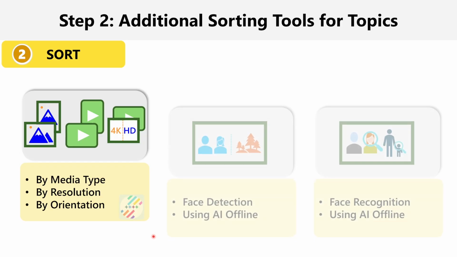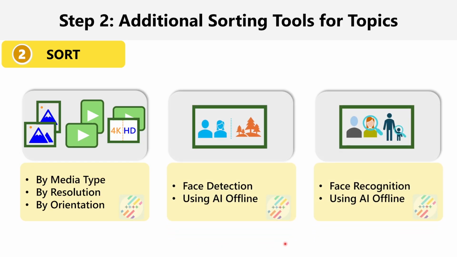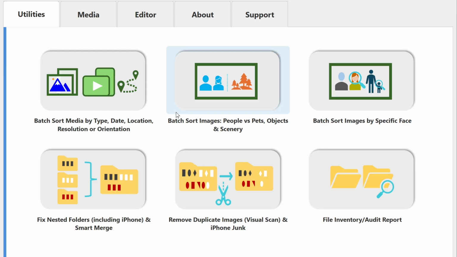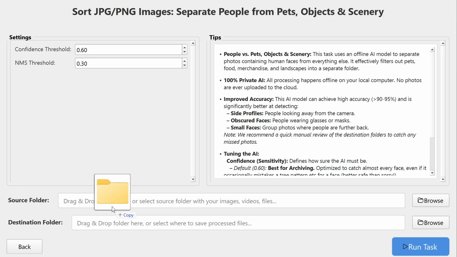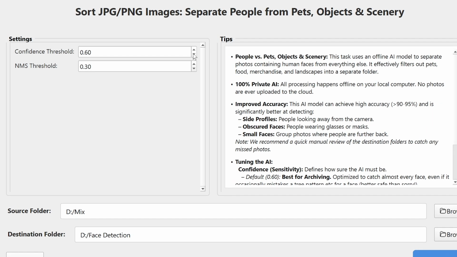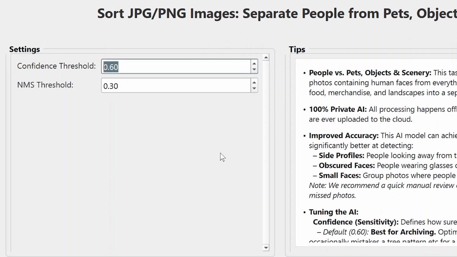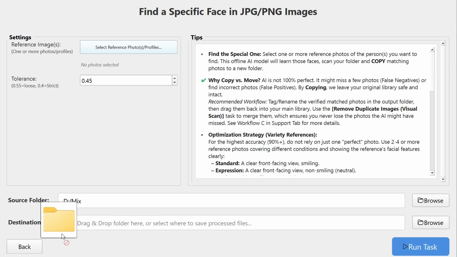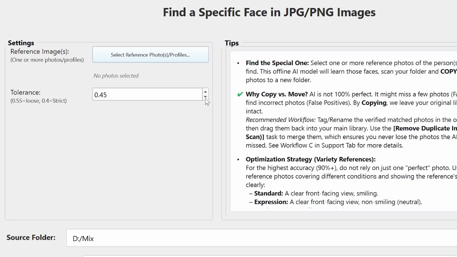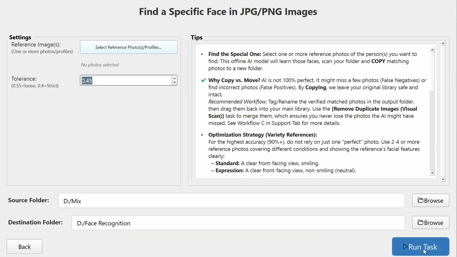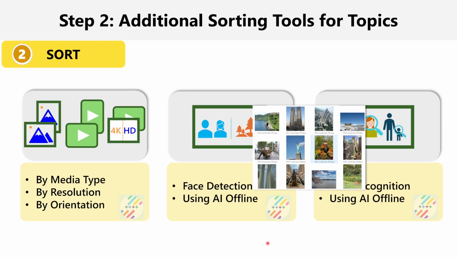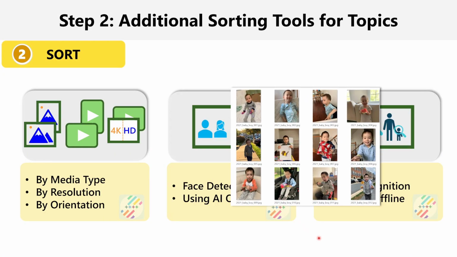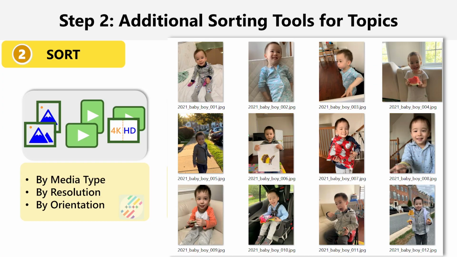And finally, FourClicks includes 2 powerful AI tools specifically for photos, both working well offline. Face detection AI can separate photos with people from everything else, placing landscapes, pets, food, objects into a separate folder. Face recognition AI can let you train the system using reference photos to find all images of a specific person or multiple people. So, if you want a folder of pure landscapes, use face detection. If you want an album for a specific person, use face recognition.